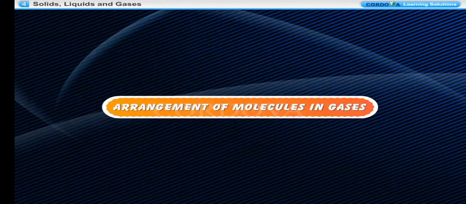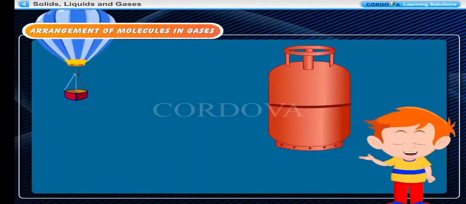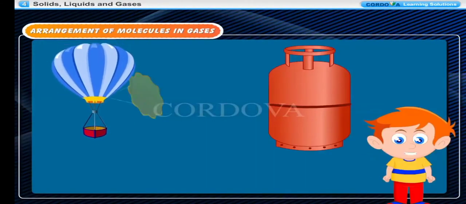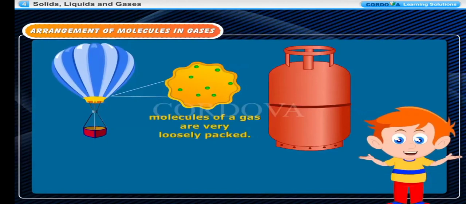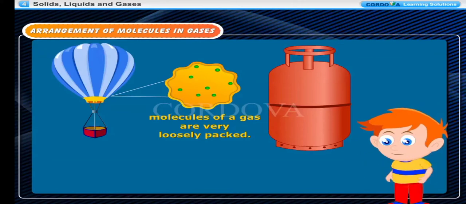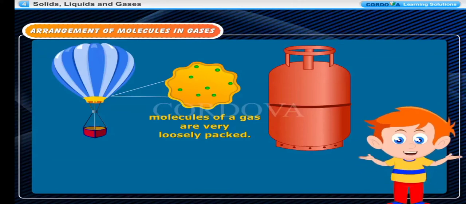Arrangement of molecules in gases. In gases, the force of attraction between the molecules is very, very weak. So, the molecules in gases are far apart from each other and free to move. This makes the gases flow easily and they fill the container completely in which they are kept.